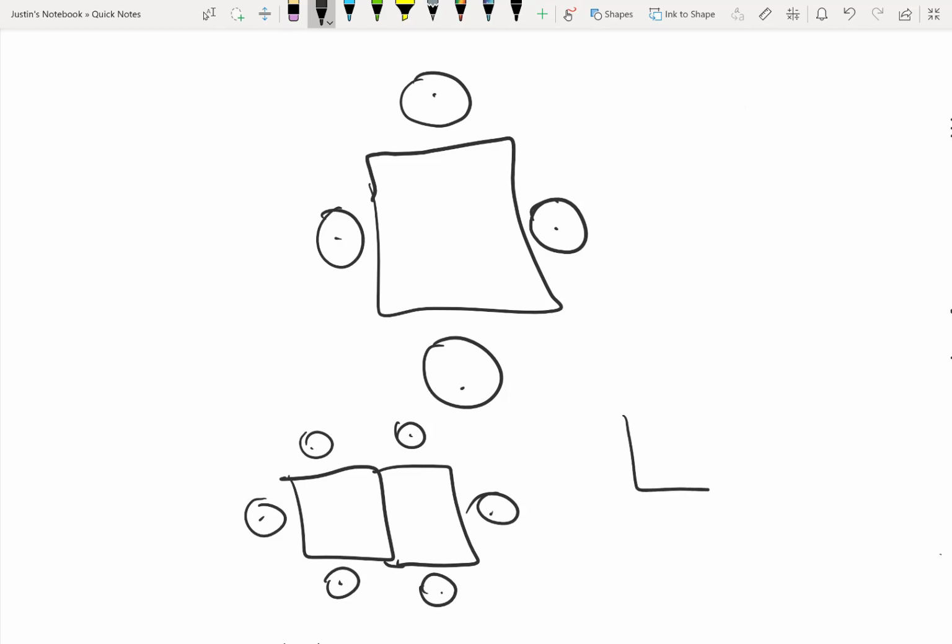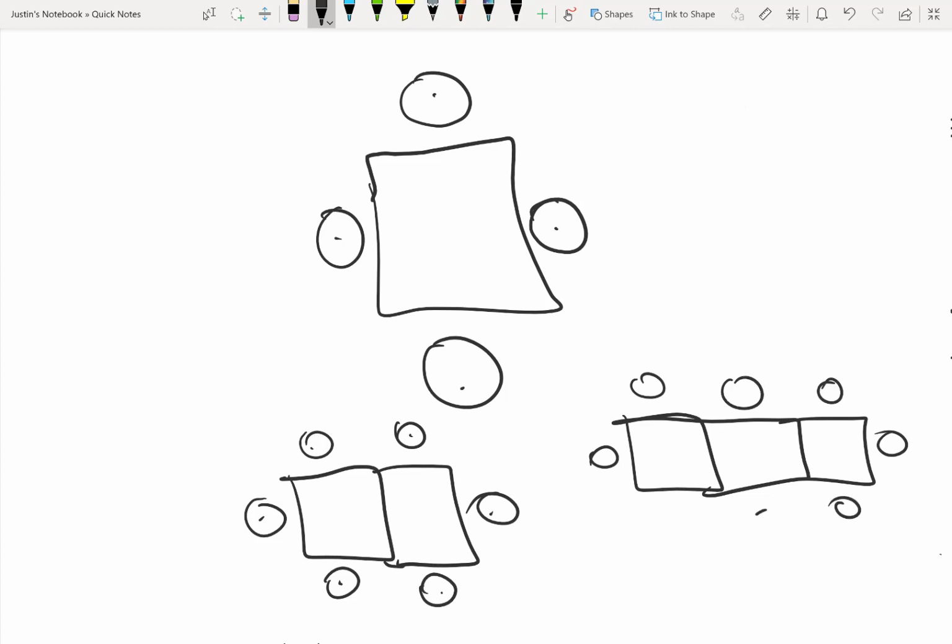There's 3 tables. There's 1, 2 on each end, and then 1 on each table, and then 1 opposite of each table. That'd be 1, 2, 3, 4, 5, 6, 7, 8 there.